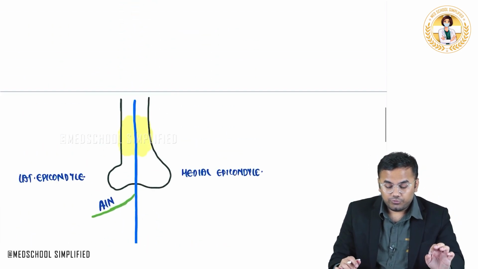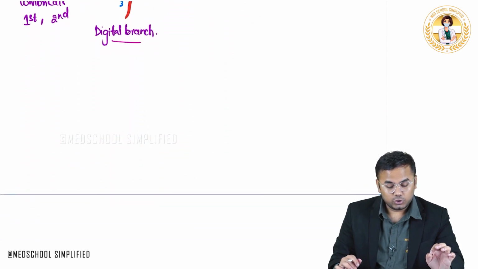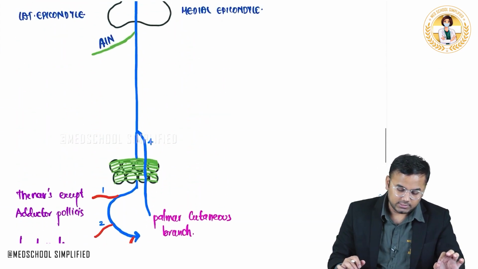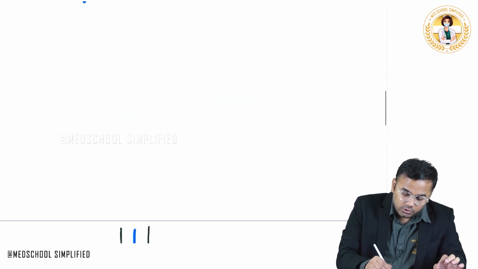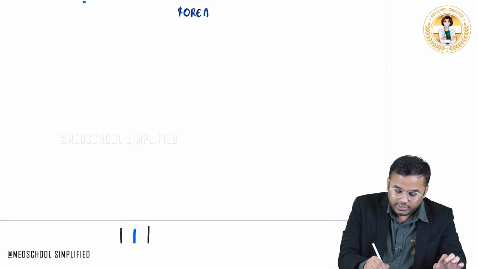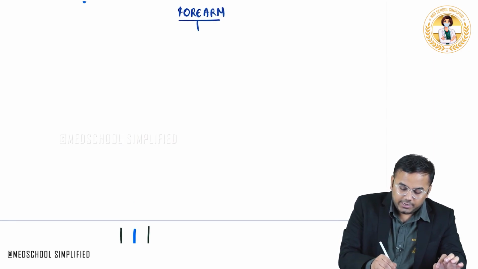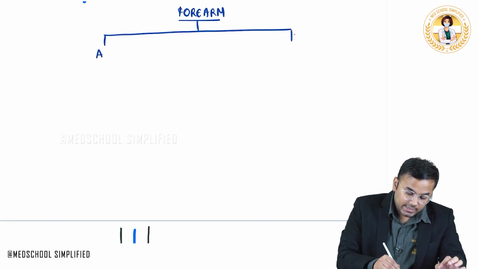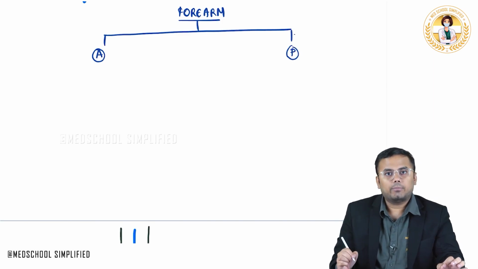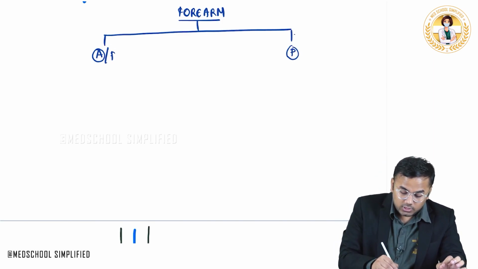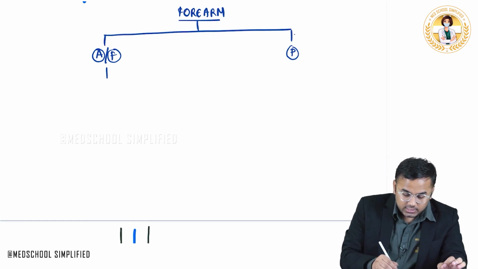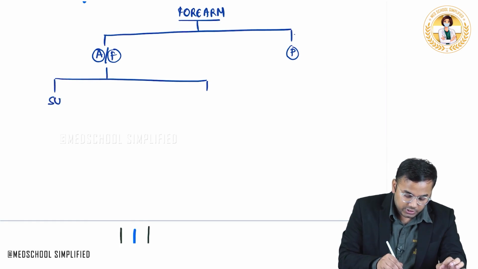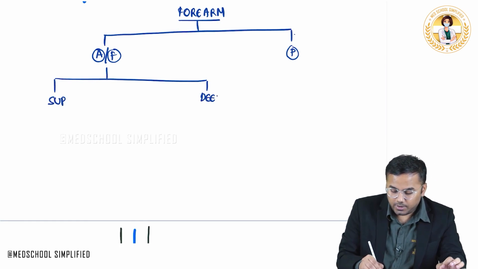To first understand where it supplies, we should know one important thing: what are the muscles that the median nerve is supplying. You know your forearm, right? Your forearm is mainly divided into 2 compartments. What are those 2 compartments? One is the anterior compartment and one is the posterior compartment. The anterior compartment is also called the flexor compartment. Within this anterior or flexor compartment, there are 2 things again: the superficial compartment and the deep compartment.